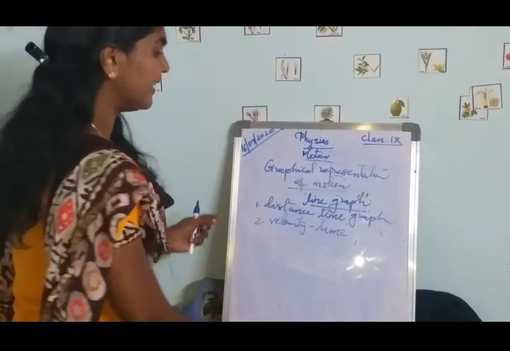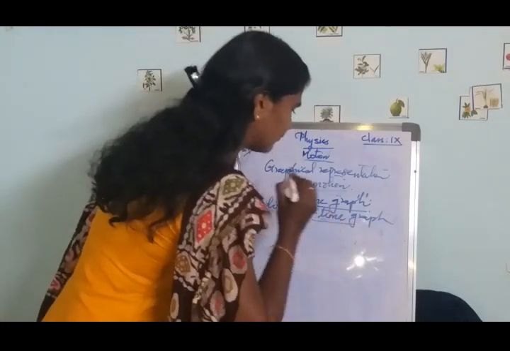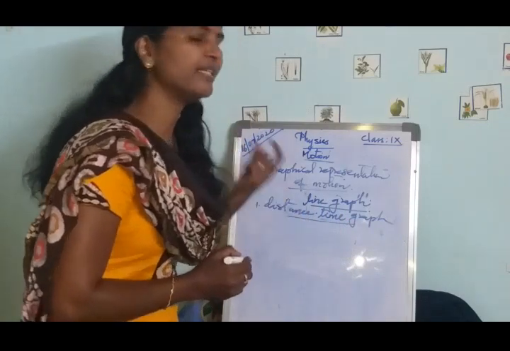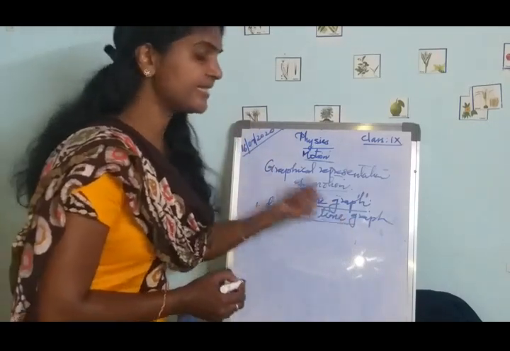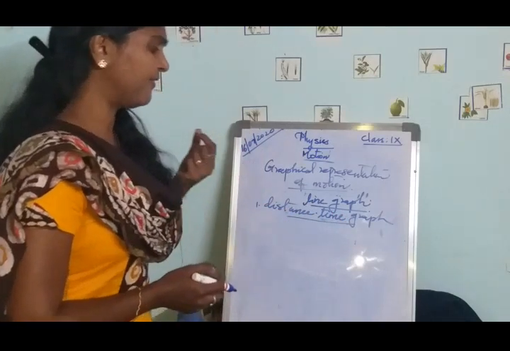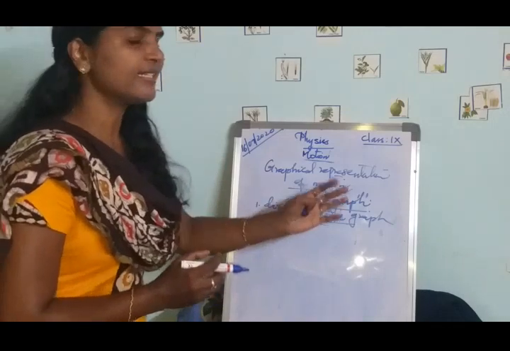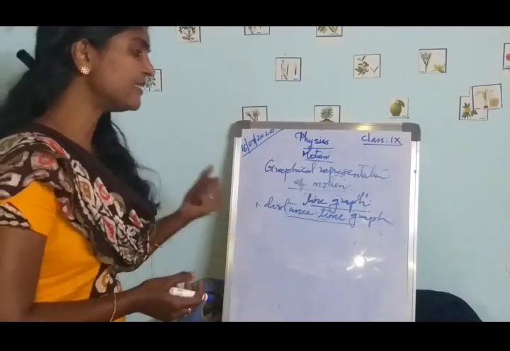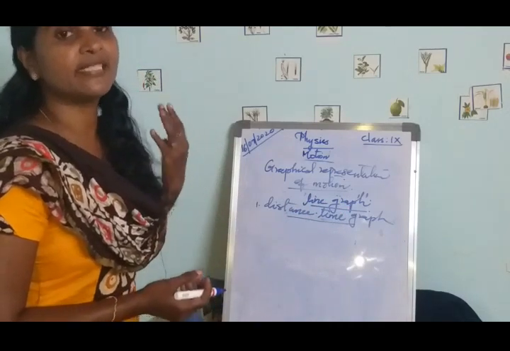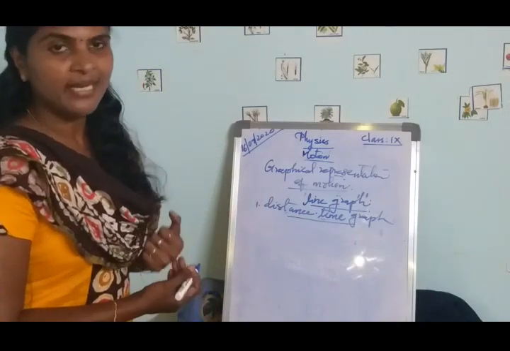Let's see the distance-time graph. What is meant by a distance-time graph? It represents the variation of the distance or position of a moving object with time. The distance-time graph can be studied under different conditions.